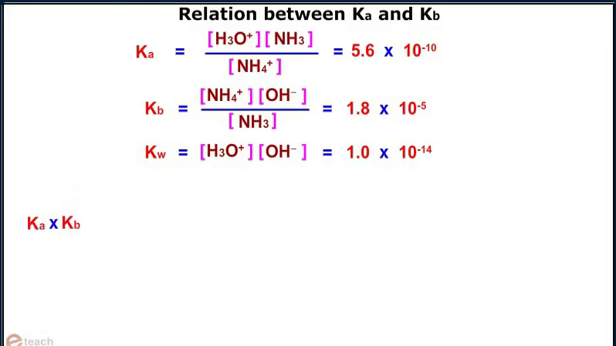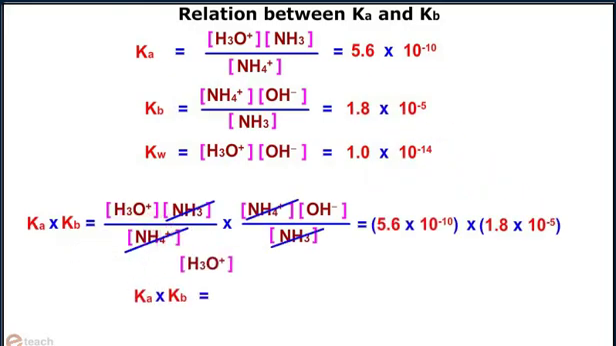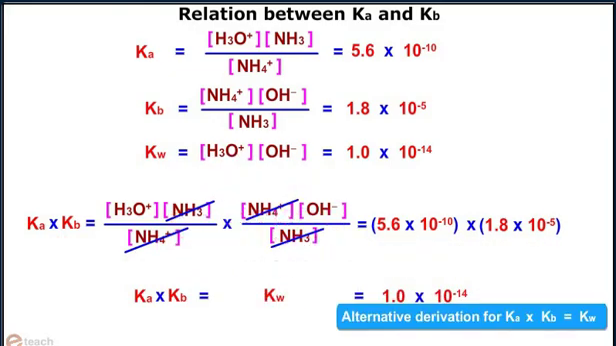On multiplying Ka and Kb, we get Ka into Kb equals the concentration of H3O+ multiplied by the concentration of OH−, which equals Kw, which equals 5.6 × 10^−10 multiplied by 1.8 × 10^−5, which equals 10^−14. This implies that Ka into Kb equals Kw. Hence proved.